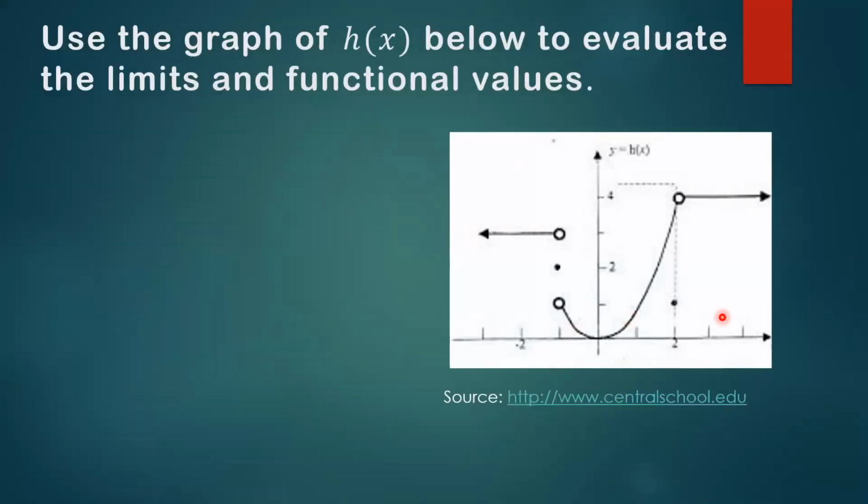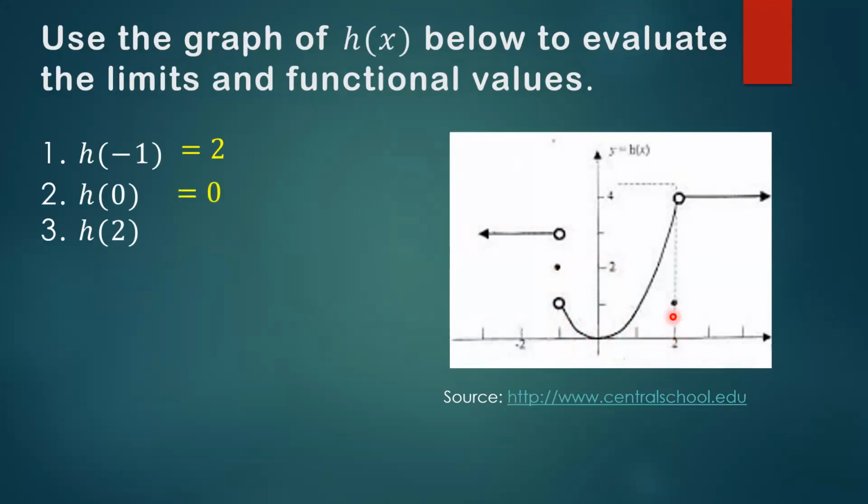Okay, so let's now go to this example. Let's again use this graph to determine the limits and functional values, say h of -1. For h of -1, here is the -1, and we are looking for this solid point, where the value is equal to 2. For h of 0, we are on the x-axis and the y-axis at the same time, so it's equal to 0. Then for h of 2, we are considering this solid point where the h value is equal to 1.